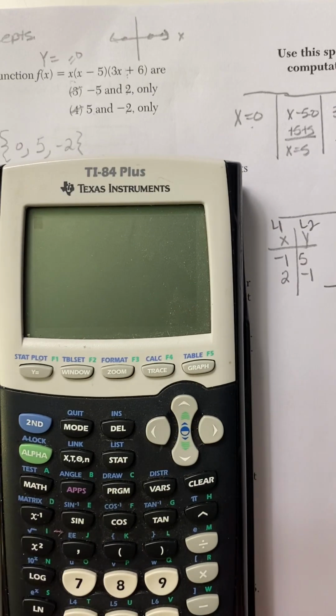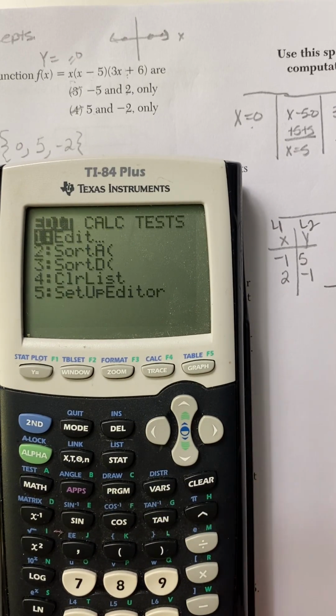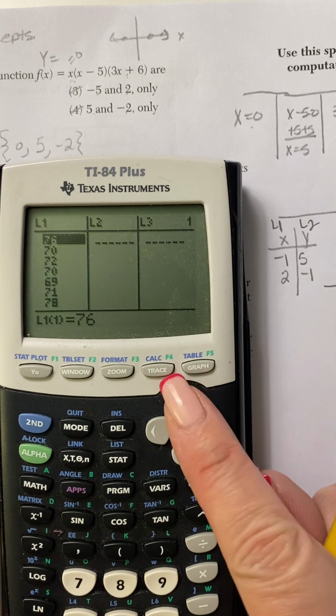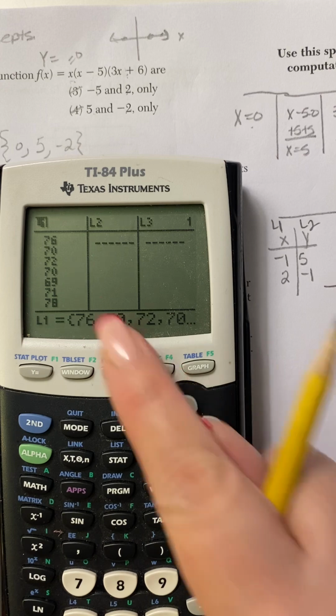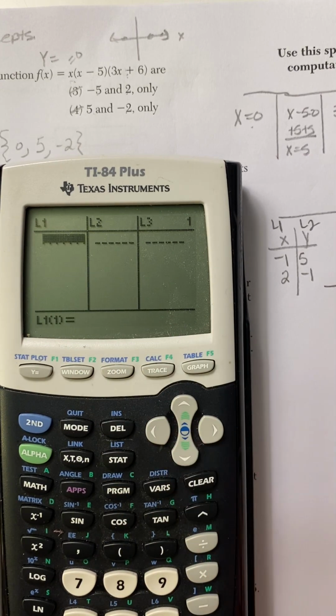I'm going to go to stat, and stat is right here. Option 1 is edit. There are numbers in my L1, so I'm going to go up to L1, highlighted here, clear, and come down, and now they're gone. On the day of the Regents, your calculators should be cleared and set up, with everything out of there.